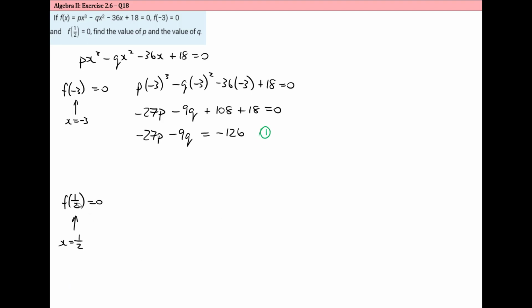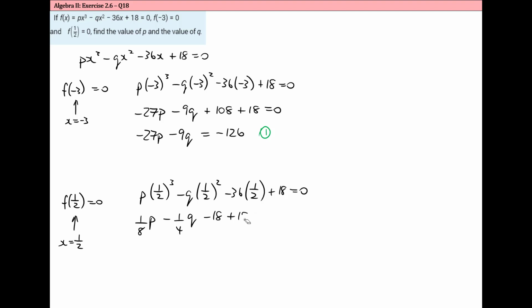We're now going to sub in a half into the same equation, so we have p on a half cubed minus q on a half squared minus 36 by a half plus 18 equals 0. A half cubed is an eighth, so we have an eighth p. Minus a half squared is a quarter, so we have a quarter q. Minus 36 times a half is minus 18, and then plus 18 equals 0.